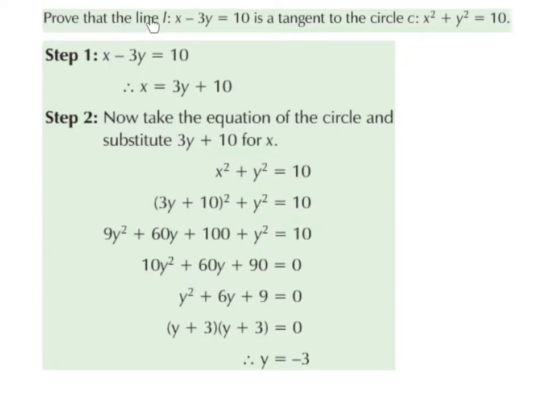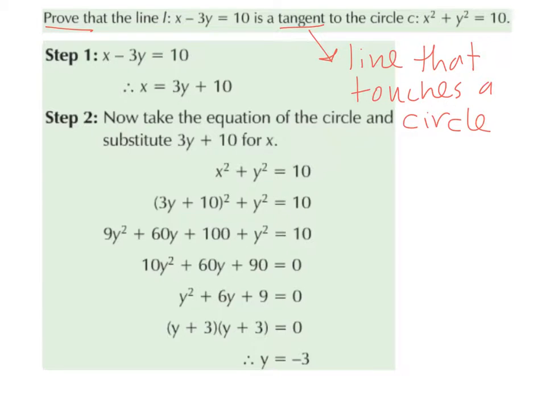Prove that the line L, x minus 3y equals 10, is a tangent to the circle C, x squared plus y squared is equal to 10. Since we are asked to prove something, we know that it is definitely true. So our answer should be that the line is a tangent to the circle. So what is a tangent? A tangent is a line that touches a circle at only one point.